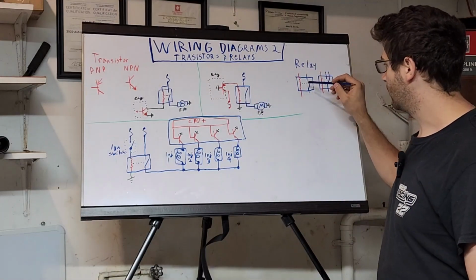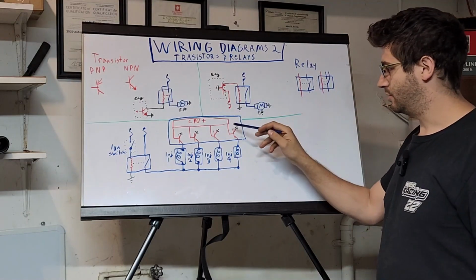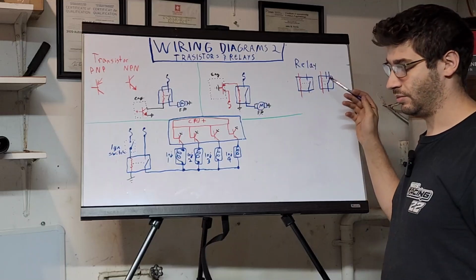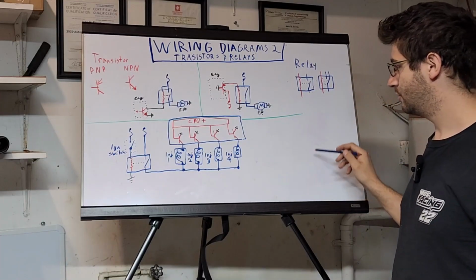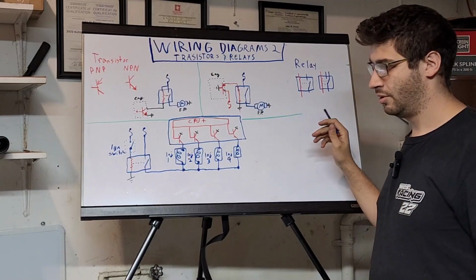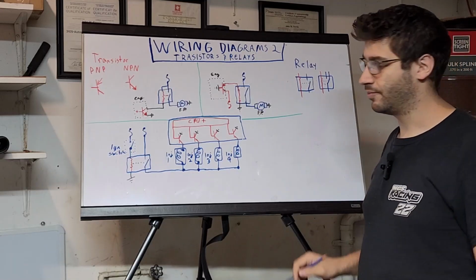Relays are for taking a low current circuit, like a transistor or an ECU, inside an ECU, and controlling a high current circuit, like a motor or a large solenoid, whatever you need it to do.